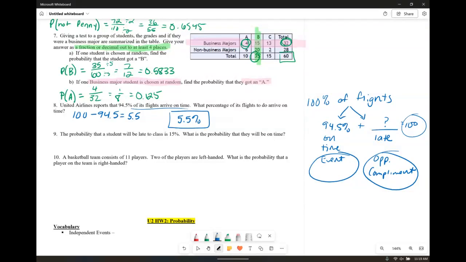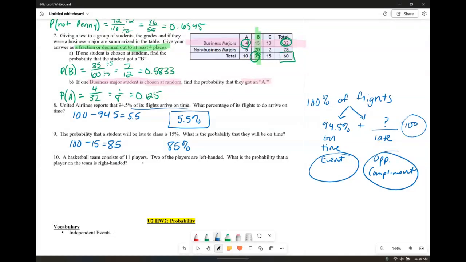Okay. All right, similar question. The probability a student will be late to class is 15. What's the probability they'll be on time? We're going to subtract. So 85% here. All right.